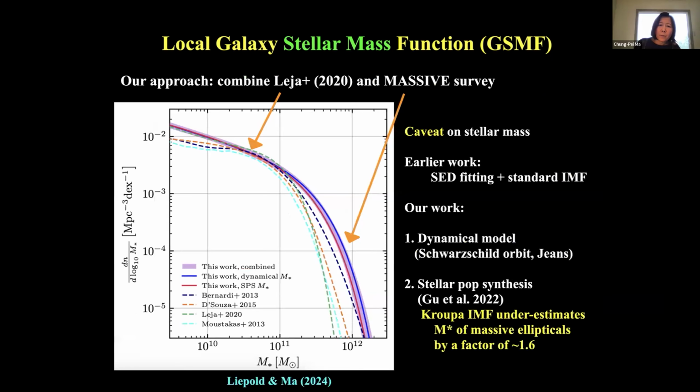So what Emily and I did was, we don't have any volume for, we don't go faint enough to cover the lower mass galaxies. So we connected the two. We combined Lasia's lower mass stellar mass function. I think those are very well determined. And then we use the MASSIVE survey, where we know the survey volume and the selection, to get our numbers, and then constructed this purple band.